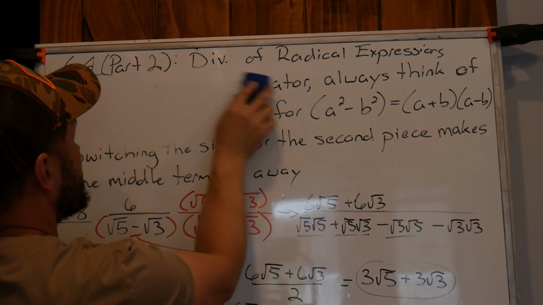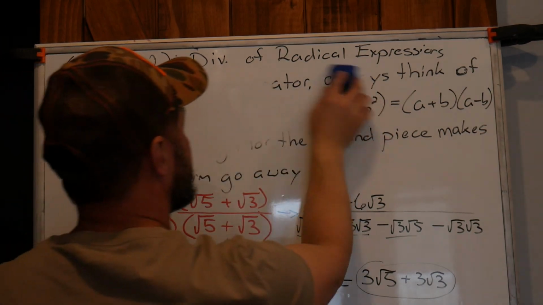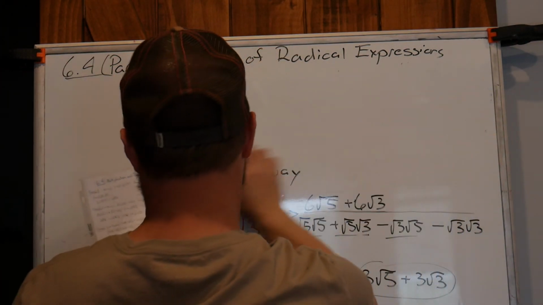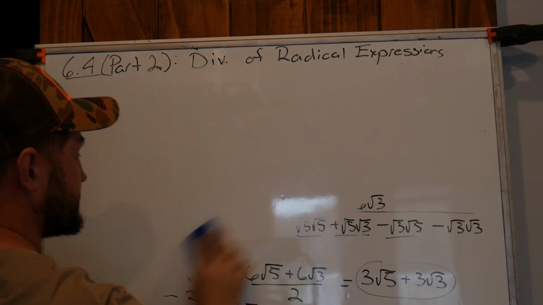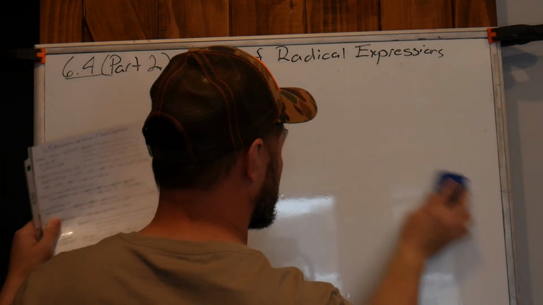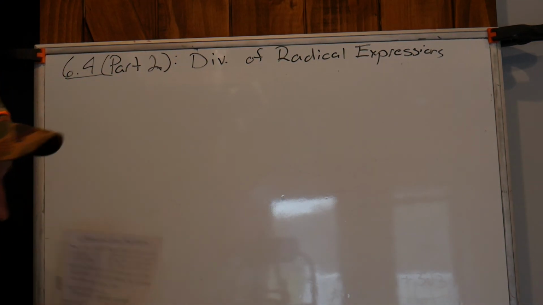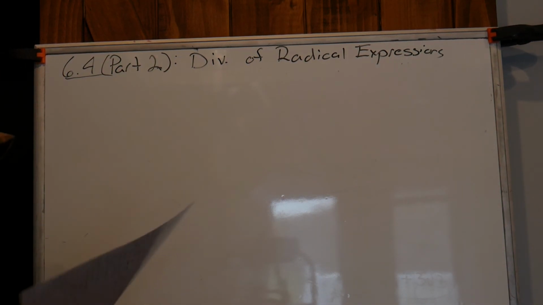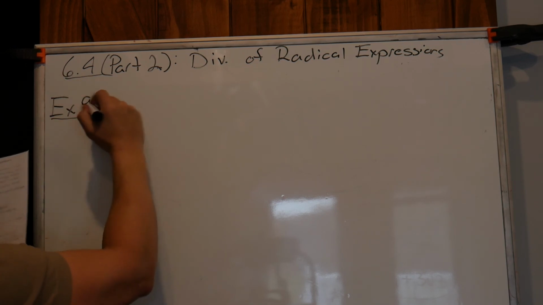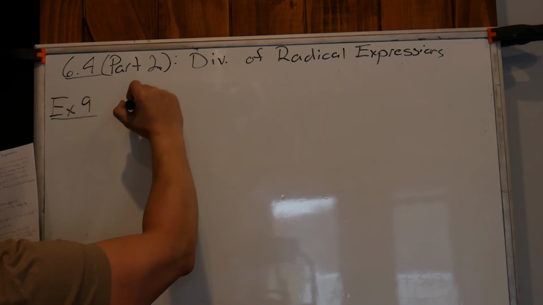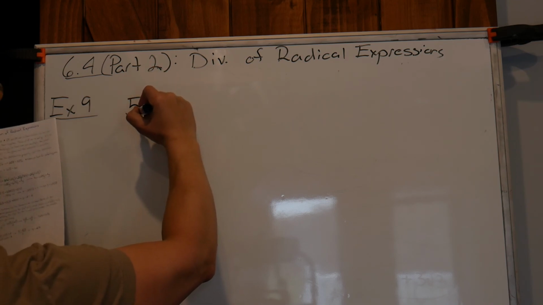Okay. Let's do one more. I think I only have one more. Yeah, we'll do example 9. There's only so much to know with this section, the end of section 6.4 with division. This is the rule. What we just did, that's all you're worried about. So example 9, all they do now is give us more on the top.